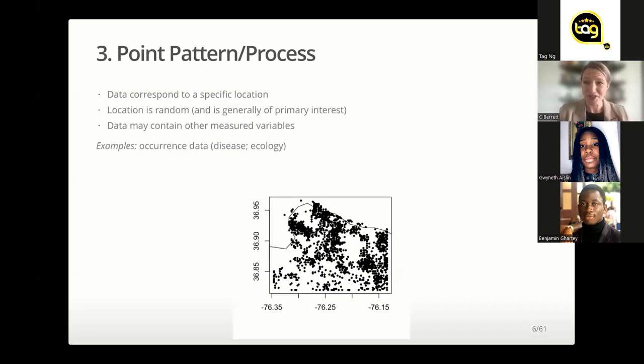So not all spatial data are going to fit into the geostatistical framework that we're talking about today. And so I wanted to give an overview of those 3 different methods just so that you're aware of them and can look into other fun methods at another time.